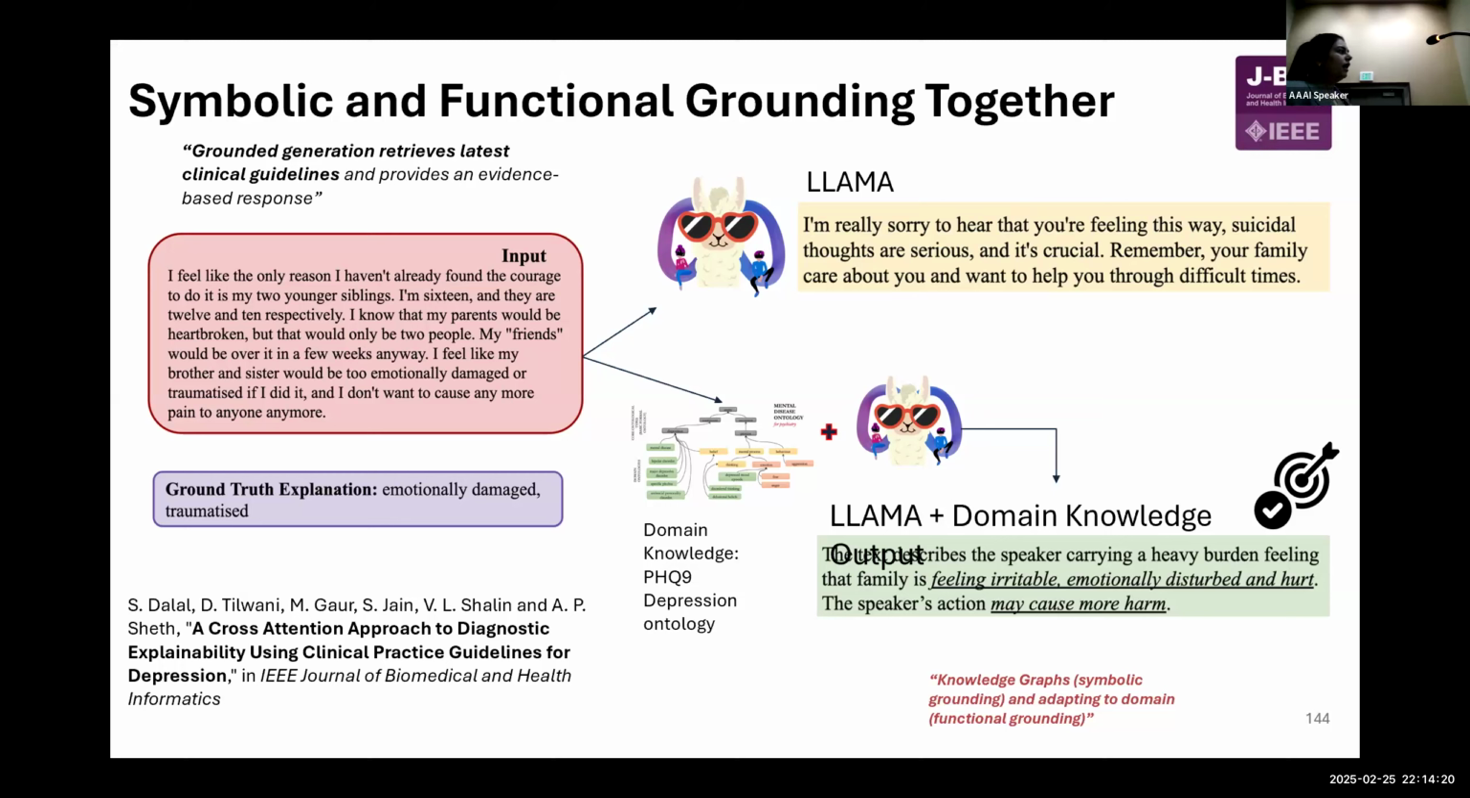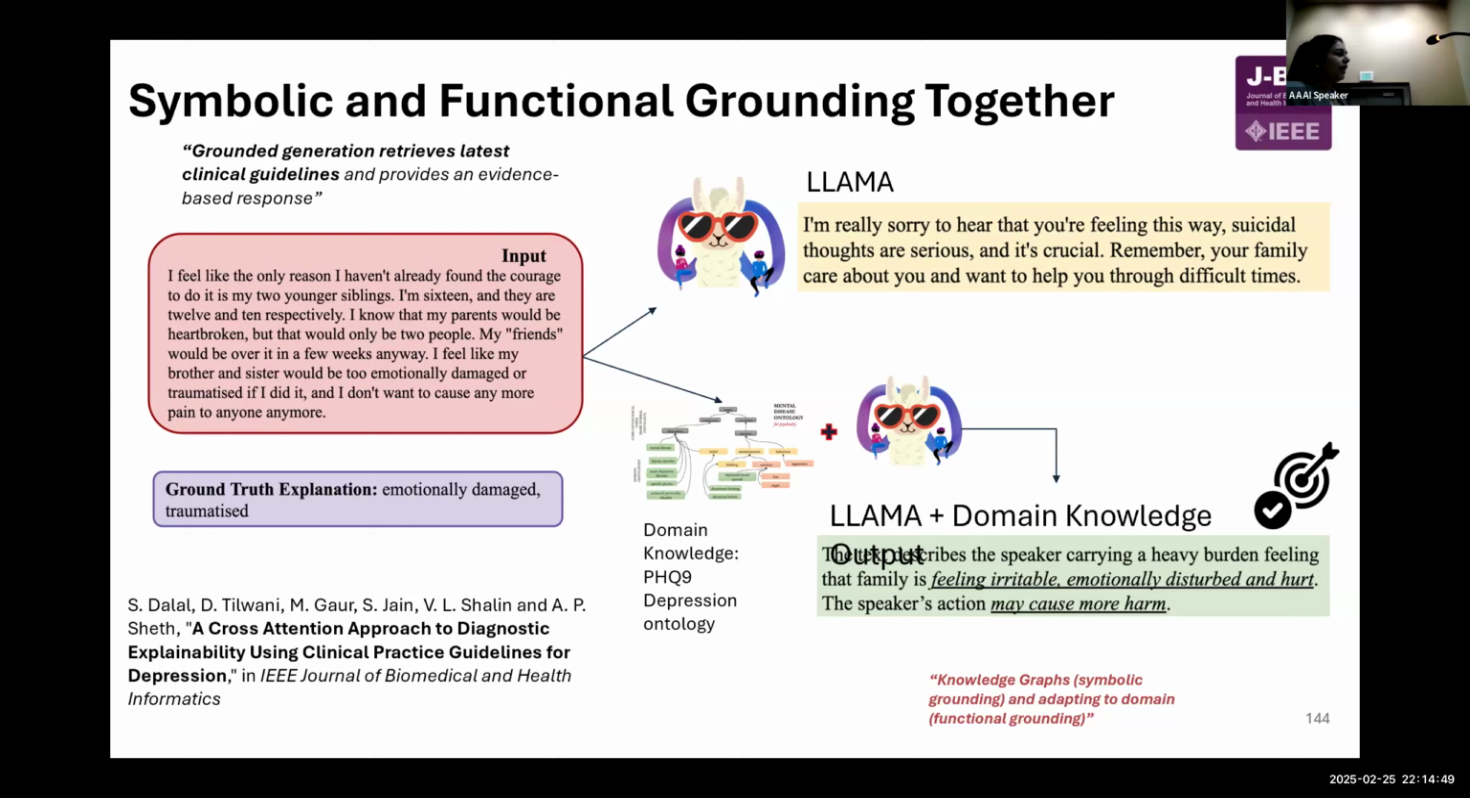Earlier we saw that when we used just Llama, it was producing a very generic answer. But if we combine it with domain knowledge like PHQ-9, which we learned about in one of our earlier talks, the PHQ-9 ontology is infused with Llama, and then it was able to provide the correct output.